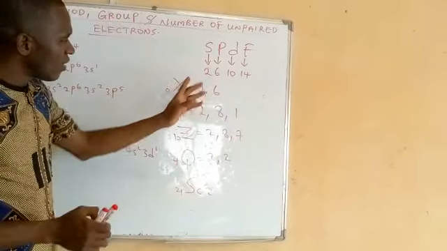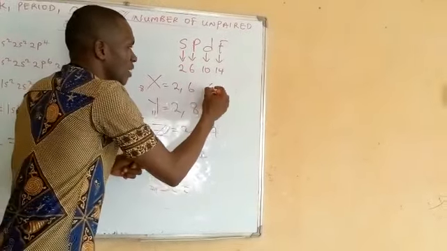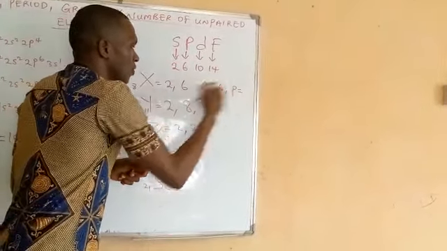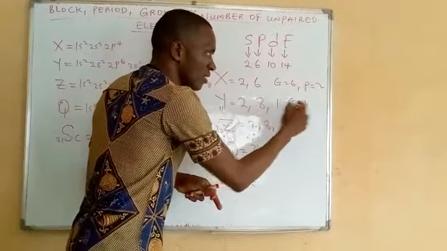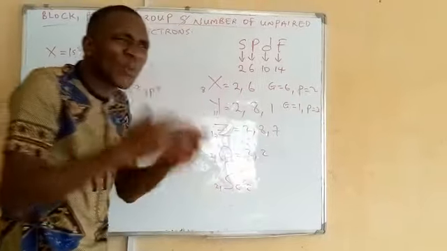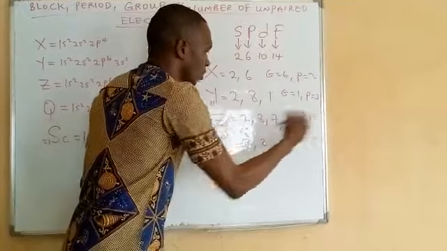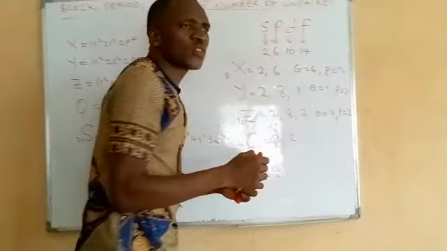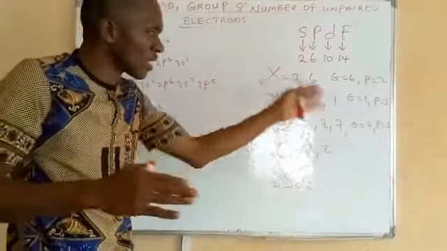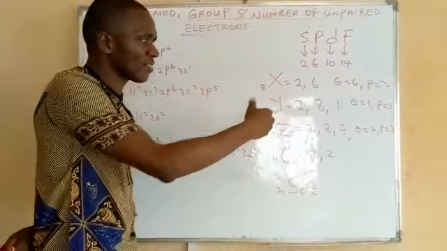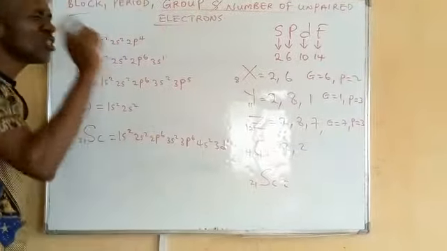Now, group is always the last number. So this element belongs to group 6, period 2. As simple as that. That is how they get group. This one belongs to group 1, period 3. Group is always the last number. This one belongs to group 7, period 3. Period is always the counting. So this method will help you to determine group and period easily. The next thing I want to go to is the issue of block.